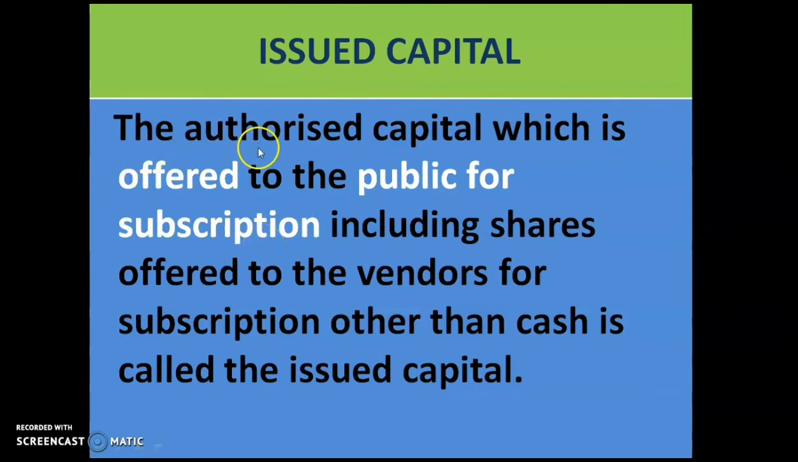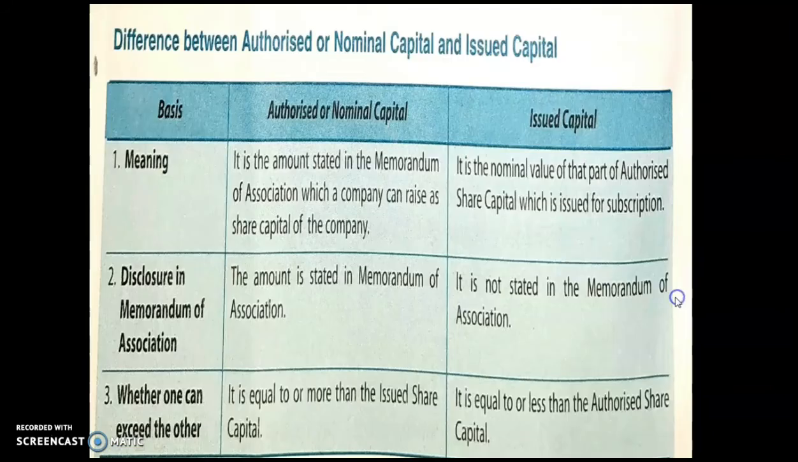Okay. So authorized capital, that part of authorized capital which is offered to the public so that they can subscribe to it. It also includes shares offered to the vendor for subscription other than cash, which is called the issued capital. So these things you will come to know as our chapter proceeds. You just remember that issued capital is one part of authorized capital which we can offer to the public for subscription.